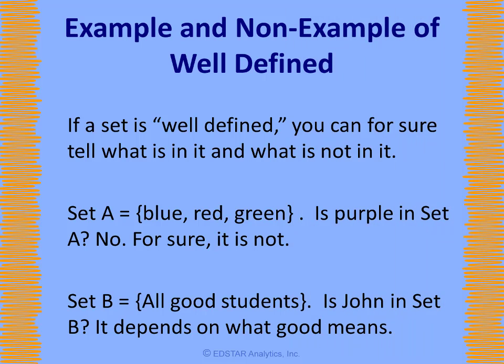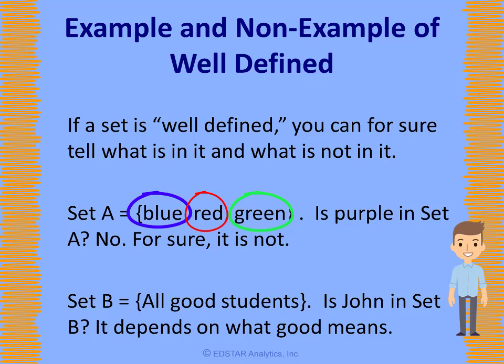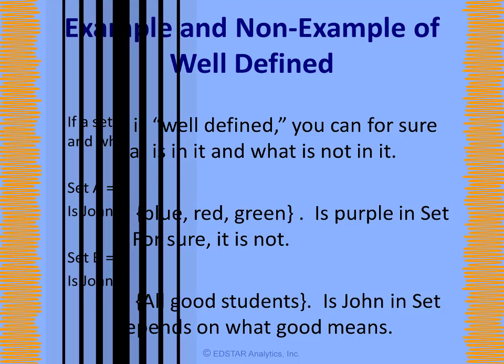In this first example, the set is well-defined, because we can tell exactly which elements are in the set. There are three words: blue, red, and green. The second set, on the other hand, is not well-defined, because we have no idea what good means. It might mean that they have good grades, or it might mean that they have a good attitude. You just don't know. Reasonable people, in fact, can disagree.